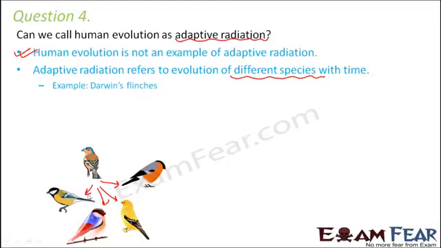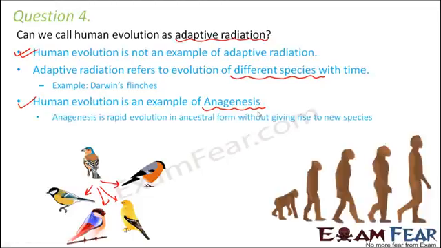Then you might ask, what kind of evolution happens with human beings? Human evolution is rather an example of anagenesis. So what is the meaning of anagenesis? Like how you have biogenesis, that means formation of life, genesis is always about formation. And what is ana all about? It is about rapid evolution in ancestral form without giving rise to new species.